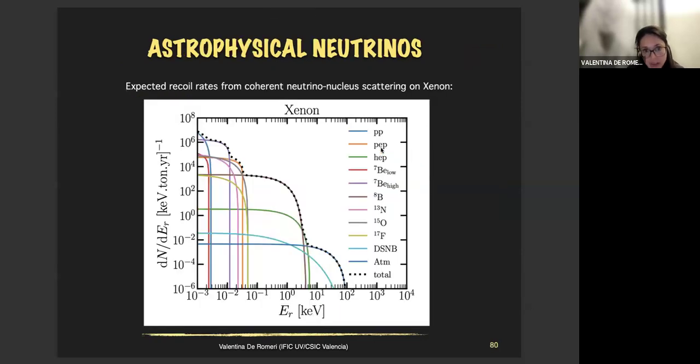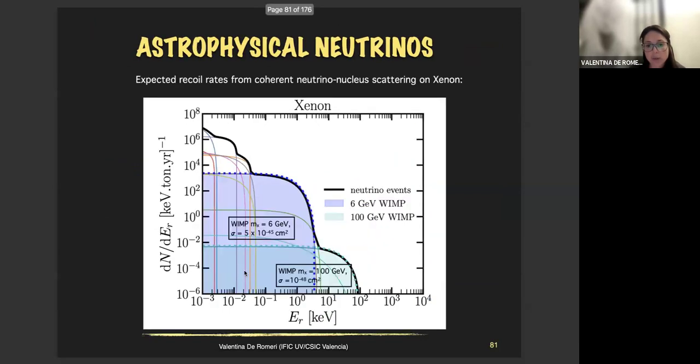And if we compute the expected recoil rates from these astrophysical neutrinos inducing CEvNS, for instance, in a xenon target, which is the typical material used by current experiments, we see how these rates can indeed be large. And the interesting point is that we can superimpose on it the expected rate from a WIMP particle scattering on the same target, a 6 GeV WIMP or a 100 GeV WIMP. We see that the 6 GeV WIMP would mimic almost perfectly the rate that we expect from boron-8 solar neutrinos, whereas the heavier WIMP would mimic what we expect from atmospheric neutrinos.